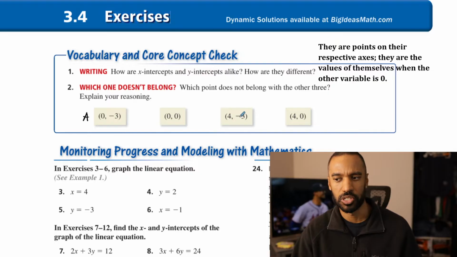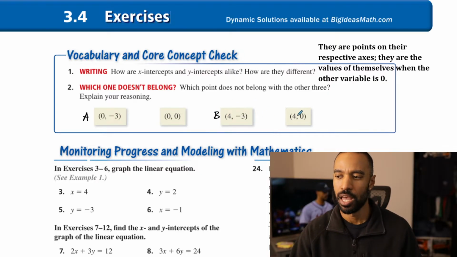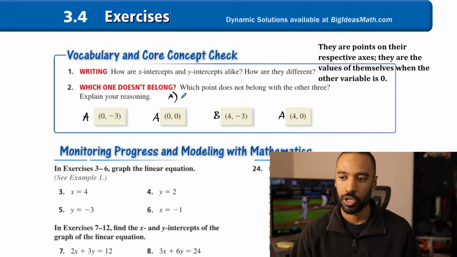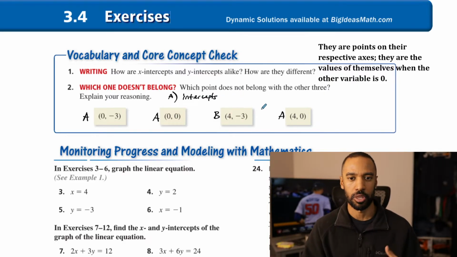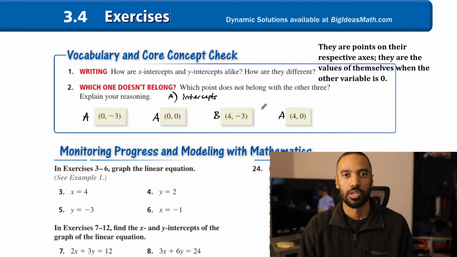When I look at this one, though, this is not an intercept. I'm going to say this is the B, while this is an x-intercept, and this is both x and y-intercepts together. The A's are your intercepts. These are intercepts, both x, y, the other thing. B is just a nothing burger. It's just some other point that's on your graph. So that one's different.